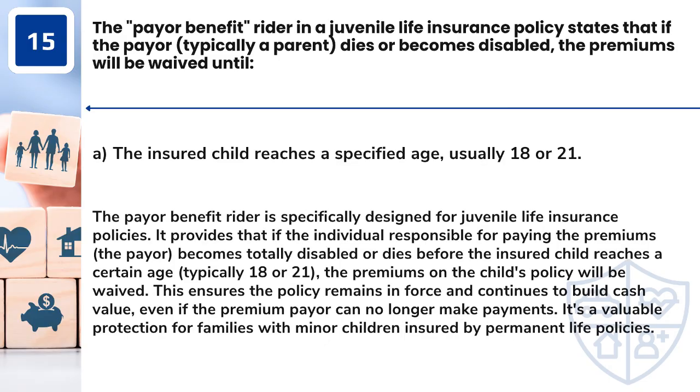Answer: A. The insured child reaches a specified age, usually 18 or 21. The payor benefit rider is specifically designed for juvenile life insurance policies. It provides that if the individual responsible for paying the premiums, the payor, becomes totally disabled or dies before the insured child reaches a certain age, typically 18 or 21, the premiums on the child's policy will be waived. This ensures the policy remains in force and continues to build cash value, even if the premium payer can no longer make payments. It's a valuable protection for families with minor children insured by permanent life policies.